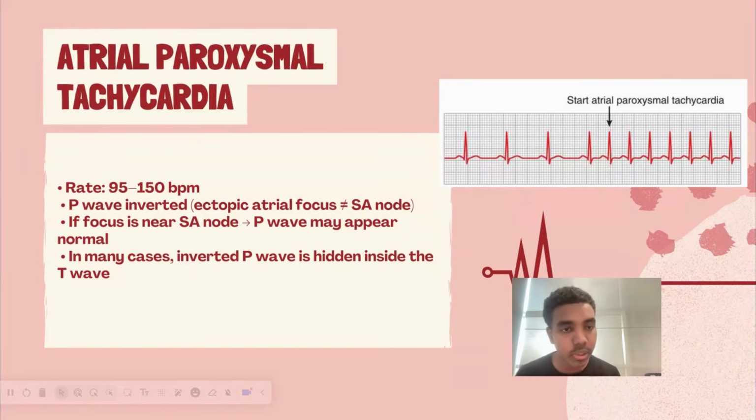Now, if you take a look here at the ECG, you can see PQRST, PQRST, there's no P. Where did the P go? The P is inverted, right? Now you have an inverted P, QRST, inverted P, QRST, and so on.